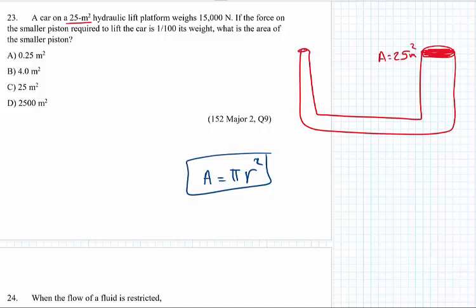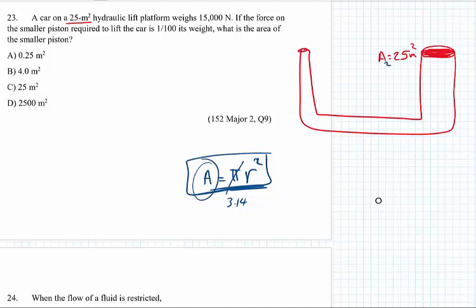If he gives you the area, that's fine. You can use it directly. But if he gives you the radius of this piston or the diameter of the piston, you need to get the area from this equation, pi, which is 3.14 times r square. So we need to take care of this one.